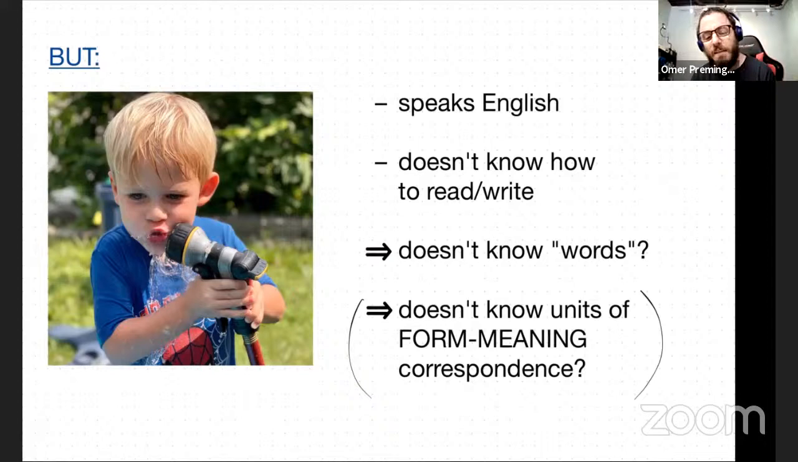So this individual pictured here speaks English, but doesn't know how to read or write. Would the theory that bases form-meaning correspondences on the notion of word be comfortable saying that this individual doesn't know words, or worse, that this individual does not know units of form-meaning correspondence? And if so, how is the fact that this individual speaks English even possible?